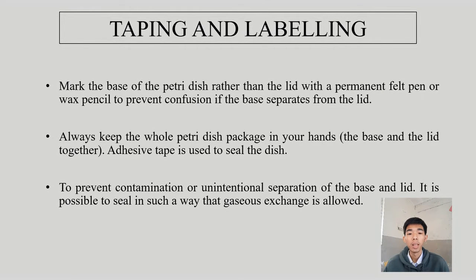For the taping and labeling, the first thing we must remember is to mark the base of the petri dish rather than the lid with a permanent felt pen or wax pencil. This is very important to prevent confusion if the base separates from the lid. The second is to always keep the whole petri dish package in your hands and use adhesive tape to seal the dish. The last is to prevent contamination or unintentional separation of the base and the lid. It is quite possible to seal in such a way that gas exchange is still allowed.